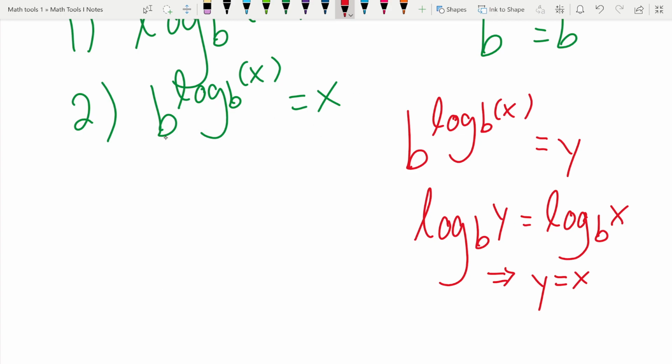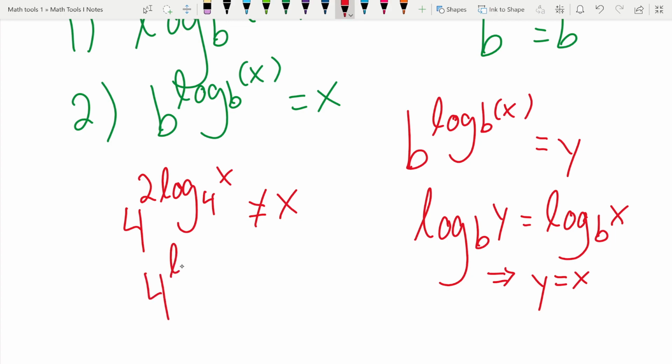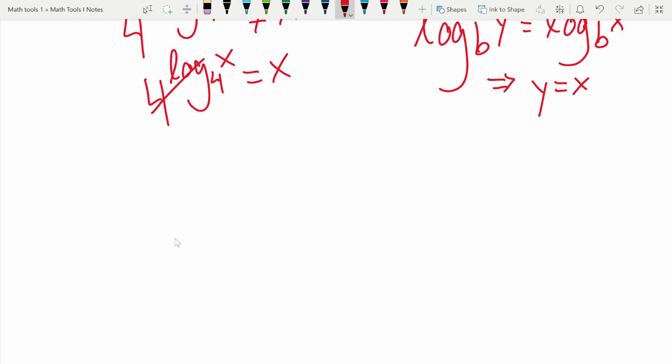One thing to note is that it has to be just the logarithm by itself, okay? So if we have something like 4 to the 2 times log base 4 of x, this is not equal to x. It needs to just be 4 to the log base 4 of x, okay? This would be equal to x. So these kind of cancel out. Something like this we'll be able to handle by the end of this video, once we look at a different property.